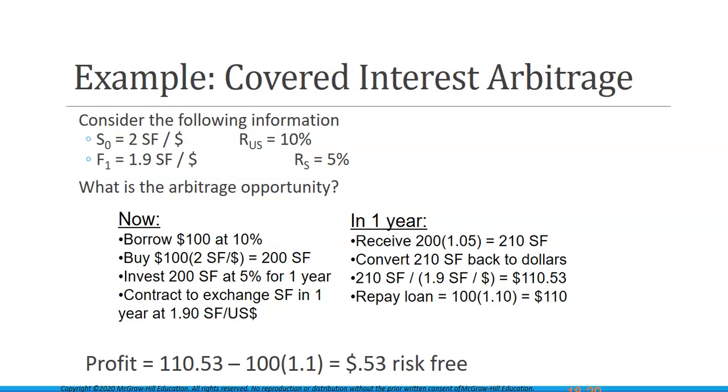We then receive 200 in 1 year times 1.05, that's our 5% interest. So we receive 210 Swiss francs. We convert that back to dollars, and that translates into $110.53. We then repay our loan that we took out for 1 year at the US interest, and we were able to earn 53 cents by taking advantage of a forward contract and risk-free interest rates.